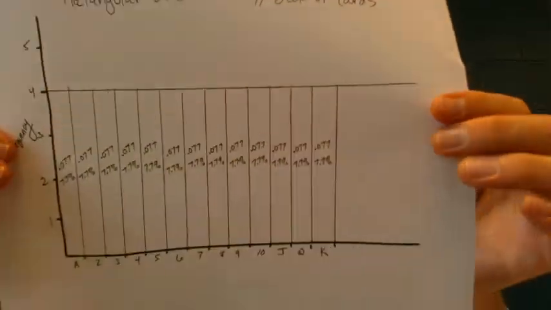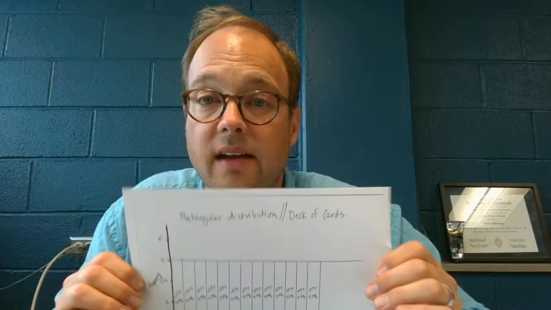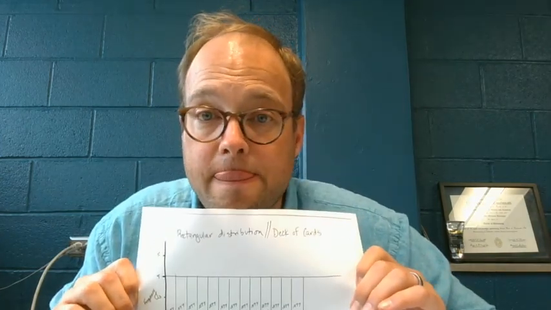And again, as you can see, since there are 4 cards of each type in the deck, the probabilities are all the same. So the probability of drawing a 4 is the same as the probability of drawing a 5, which is the same as the probability of drawing a 6, and so on.